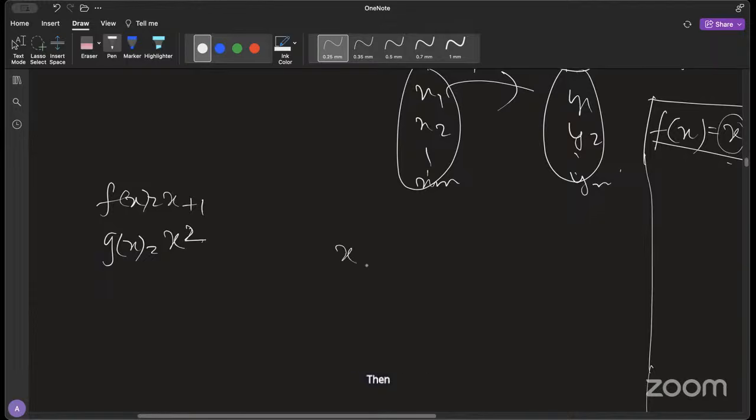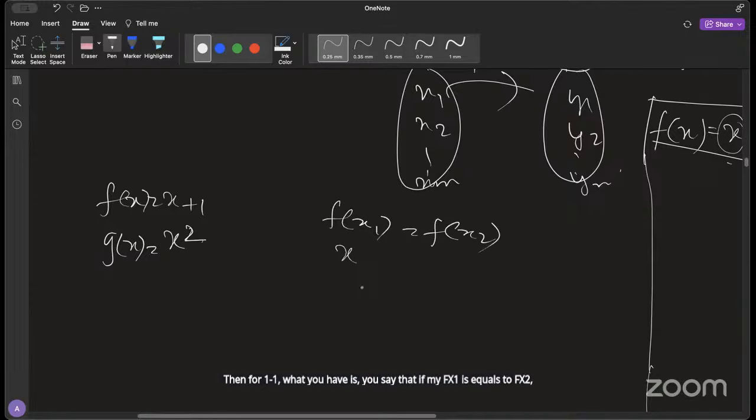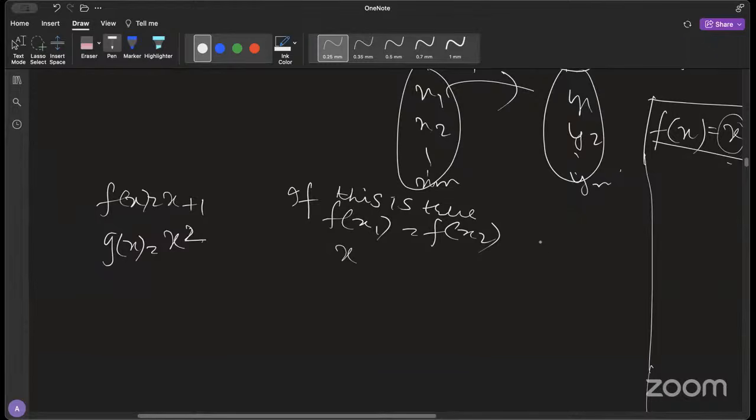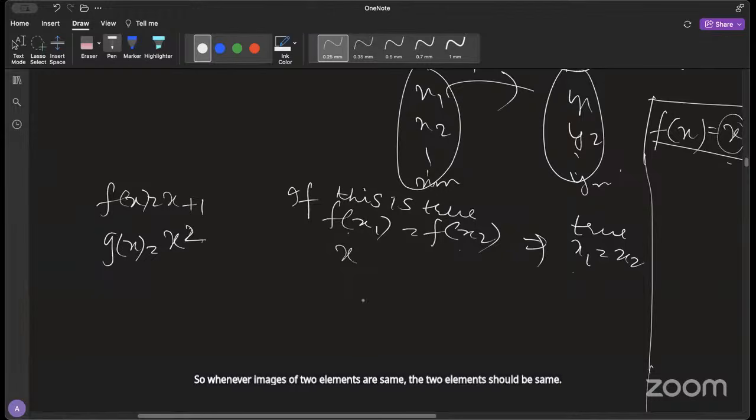Then for 1-1, what you have is, you say that if my f(x1) is equal to f(x2), only check if this is true, then x1 should be equal to x2. This should be true as well, right? So whenever images of two elements are the same, the two elements should be the same. So if the images of x1 and x2 are the same, that means x1 plus 1 is equal to x2 plus 1, right?